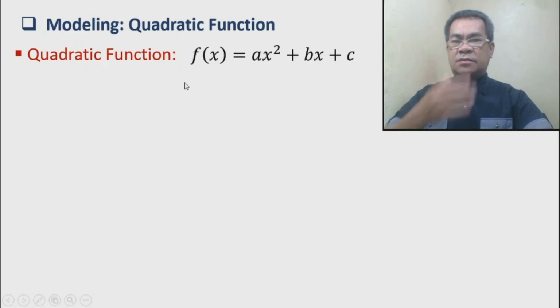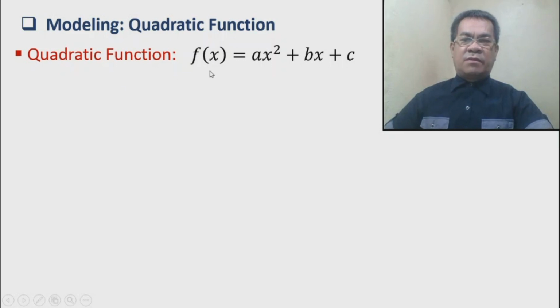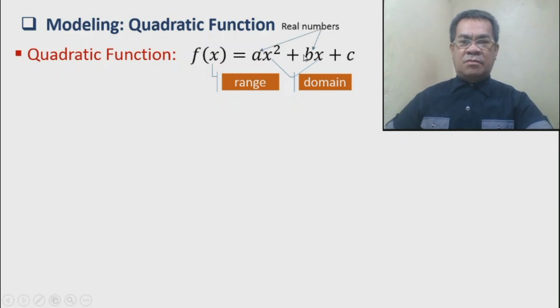When we say quadratic function, we have this equation form: f(x) = ax² + bx + c, where x is the domain, and f(x), or y, is the range. The a and b are real numbers, while c is the constant, also a real number. a is the coefficient of the second degree variable, while b is the coefficient of the first degree variable, and the constant has a zero degree variable.